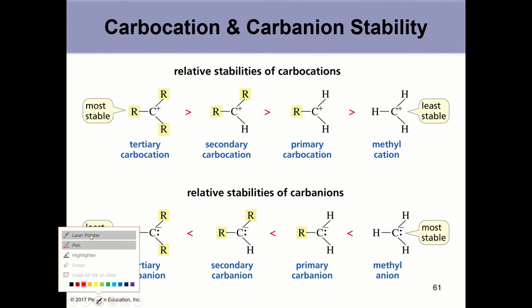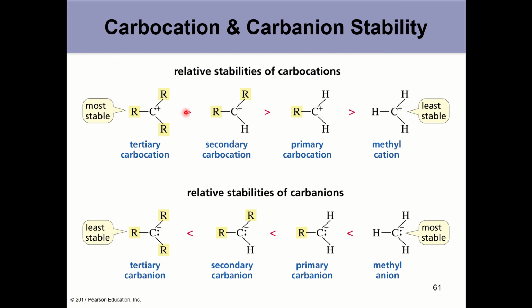Carbanions versus carbocations. The most stable carbocation is the most substituted, but the least stable carbanion is the most substituted. So we know that positives and negatives are opposites, and this is just further evidence that positives and negatives are opposites.